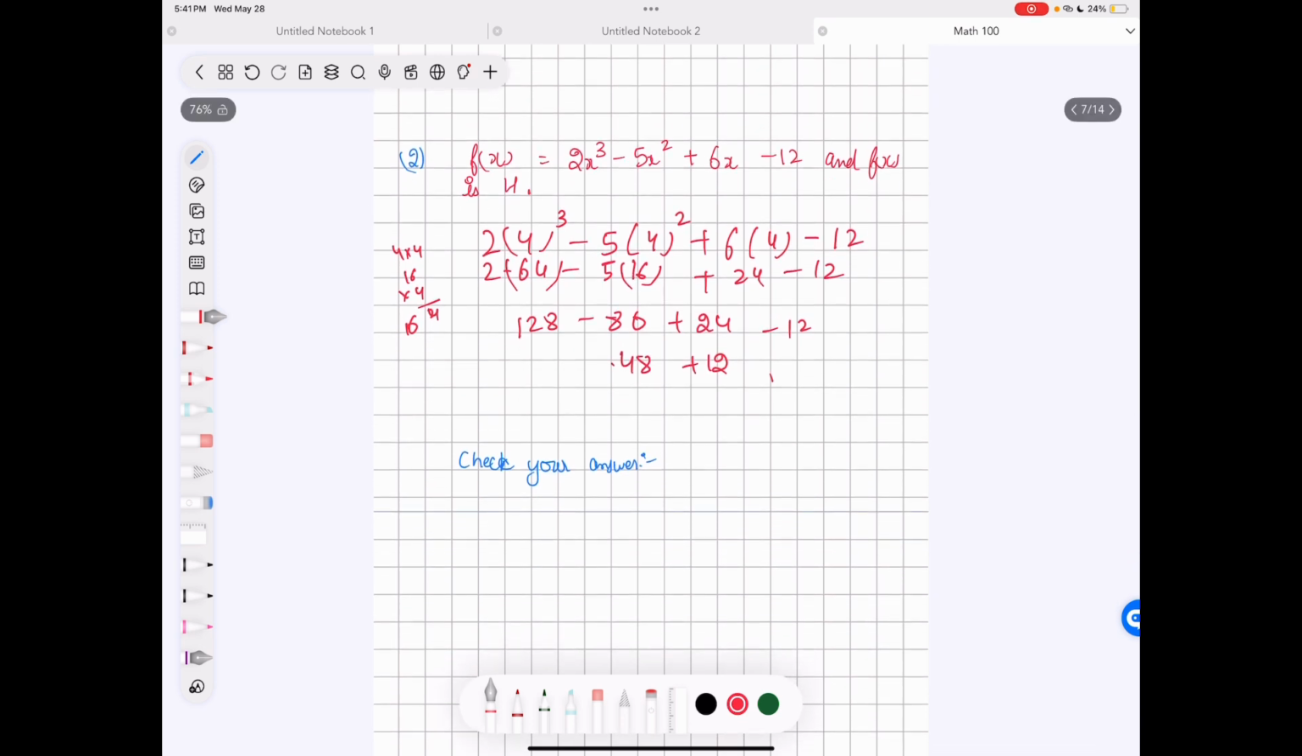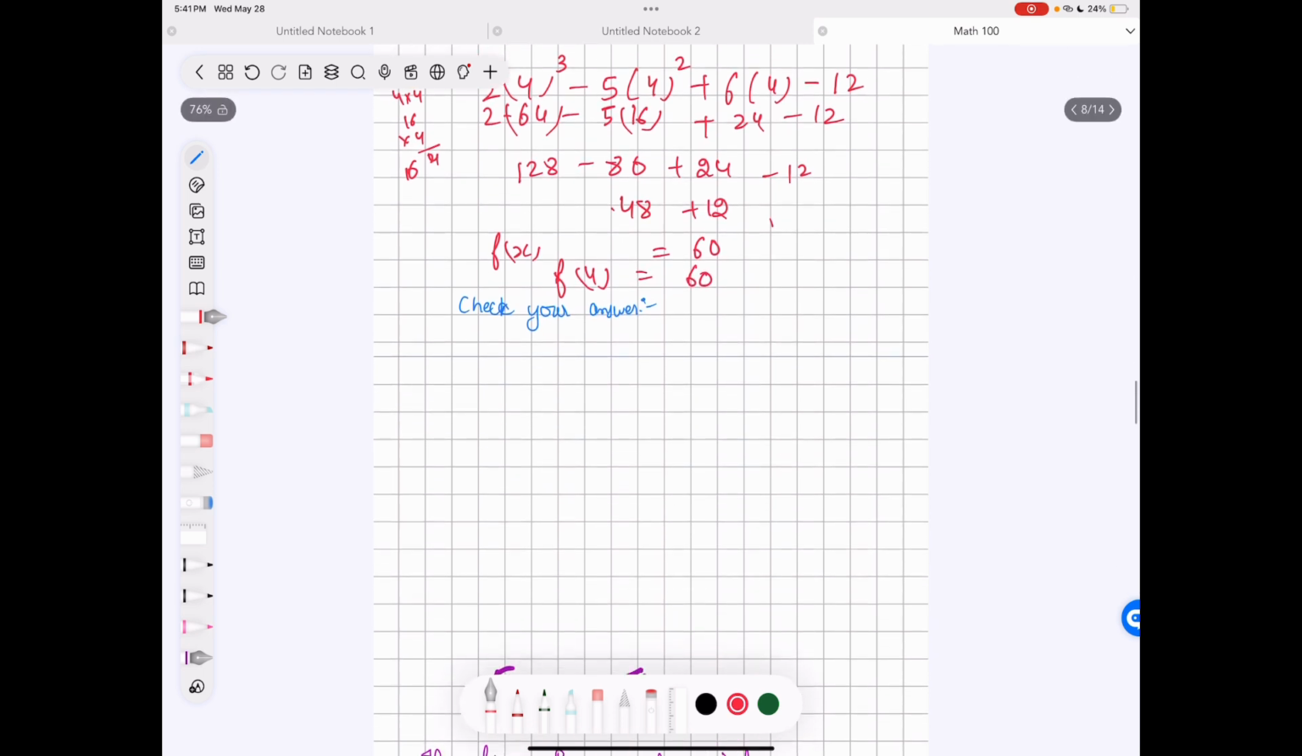So 48 plus 12 is going to be 60. So f of x is equal to 60, which means f of 4, the function given to us, was equal to 60. Now we're going to check that by doing synthetic division.